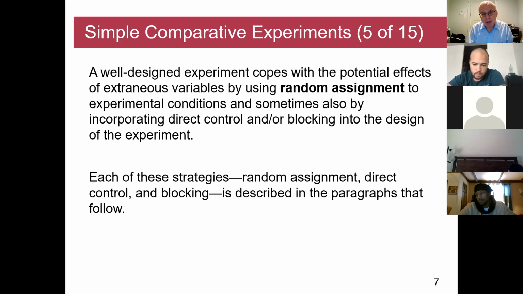And in addition to random assignment, you do have a way of sometimes directly controlling these extraneous variables. And sometimes you use what's called blocking, which I'll explain in a little bit. All right, so random assignment, direct control of these other variables, and blocking are some of the strategies used so that you can get rid of the effects of these other variables that are not part of your experiment.